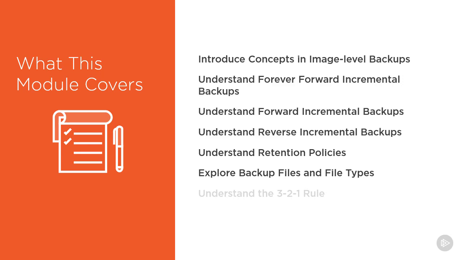And then lastly, we'll talk about the 3-2-1 rule, which is just a good best practice for setting up backups in any environment. The 3-2-1 rule, as you'll find out, essentially states that it's good to have more than one copy of data laying around.